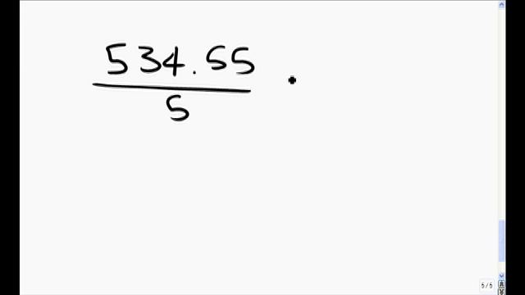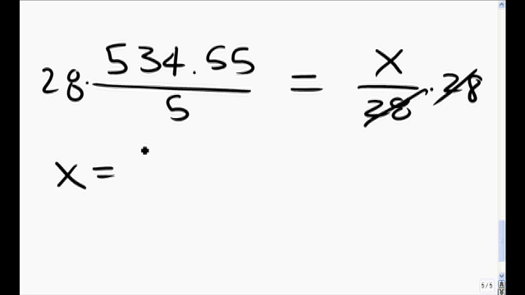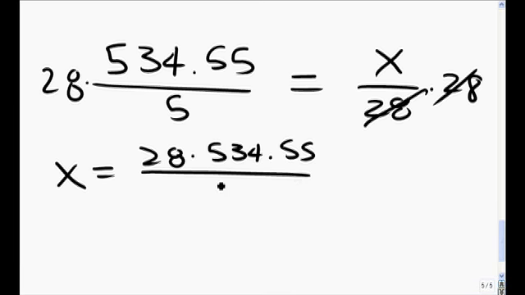The first proportion of $534.55 to 5 days equals some X dollars to 28 days. If I multiply both sides by 28 and use algebra, X equals 28 times $534.55 divided by 5.